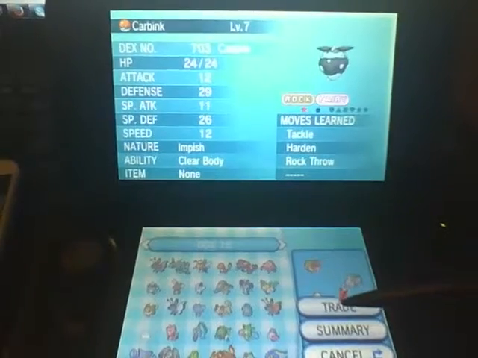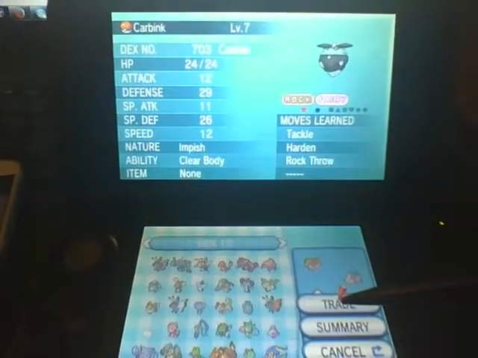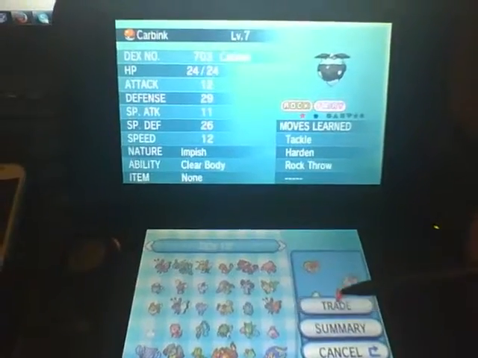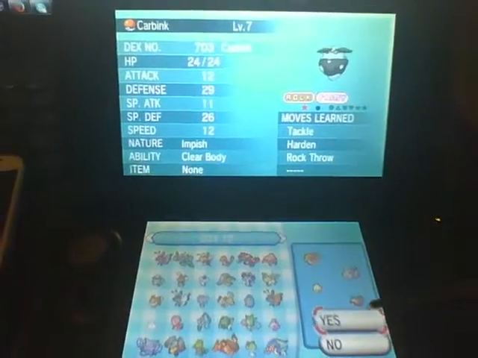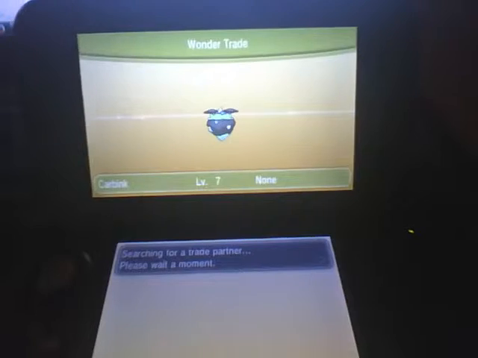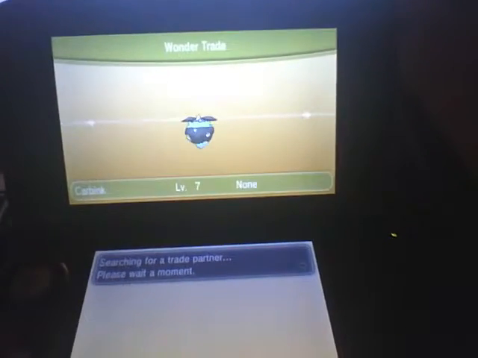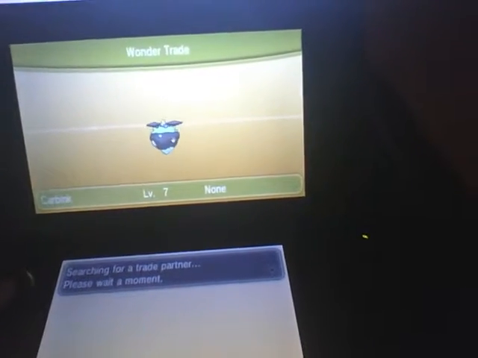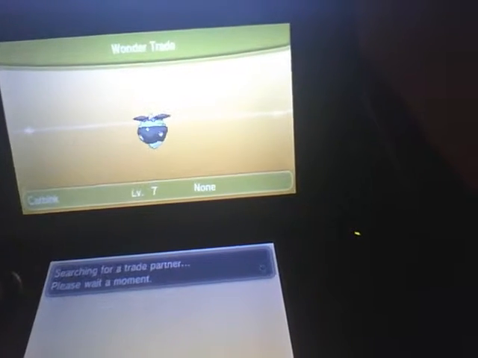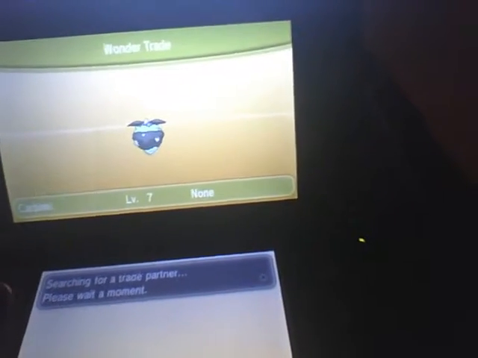You'll go up for trade. Carbink. Yeah, I think I said it right. Yes. Why, you go off for trade. Let me tell this Instagram follower of mine that I am wonder trading right now as we speak, as I'm filming this.